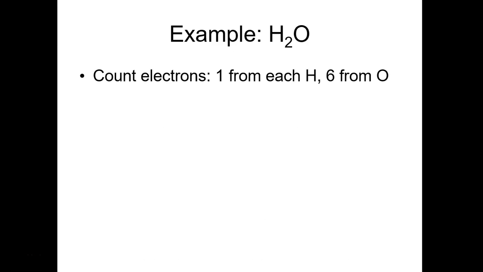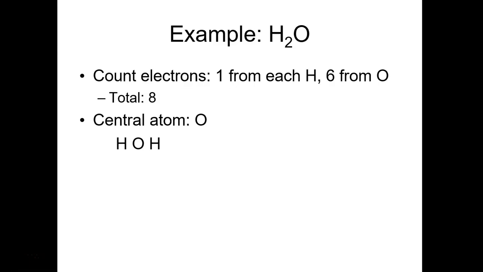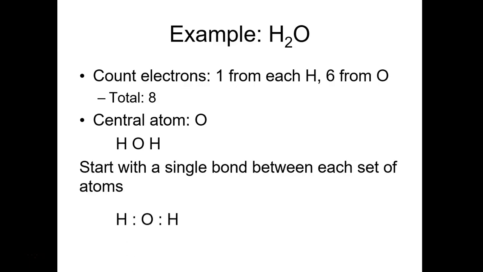First, we're going to count electrons. We have 1 valence electron from each hydrogen and 6 from oxygen for a total of 8. So our final structure must have 8 electrons. Now, we already said that hydrogen can't be a central atom, so oxygen has to go in the center. So that's how the atoms will be arranged spatially. We're going to start with a single bond between each atom. And then we've used 4 and we have 4 left.